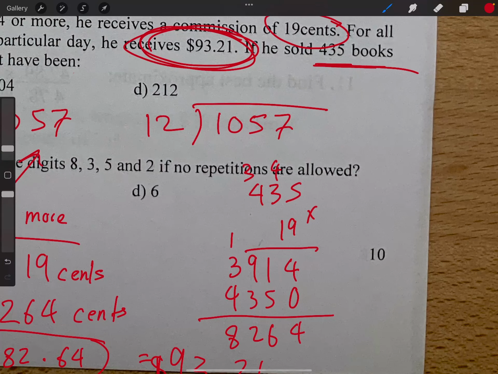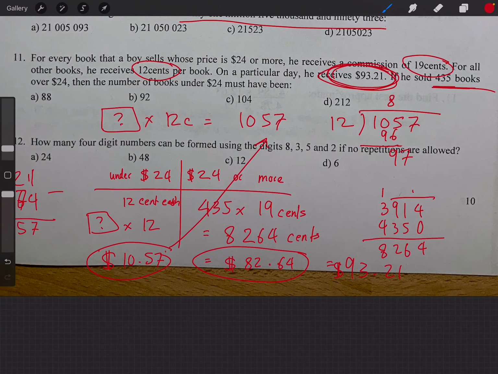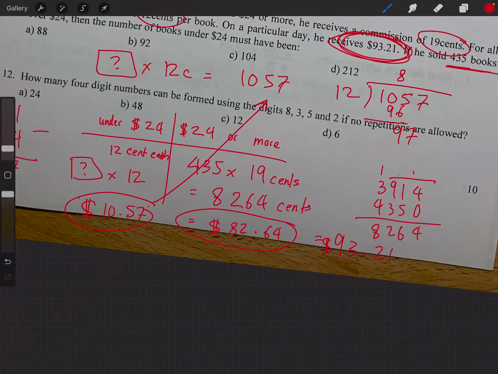10 divided by 12 we can't do. What's 105 divided by 12? That has to be 8. 8 times 12 is 96. 4 plus 5 is 9, so remain the 9, and then bring the 7 down. 97. Let me see. Did I do it wrong? Hold on, let me double check.